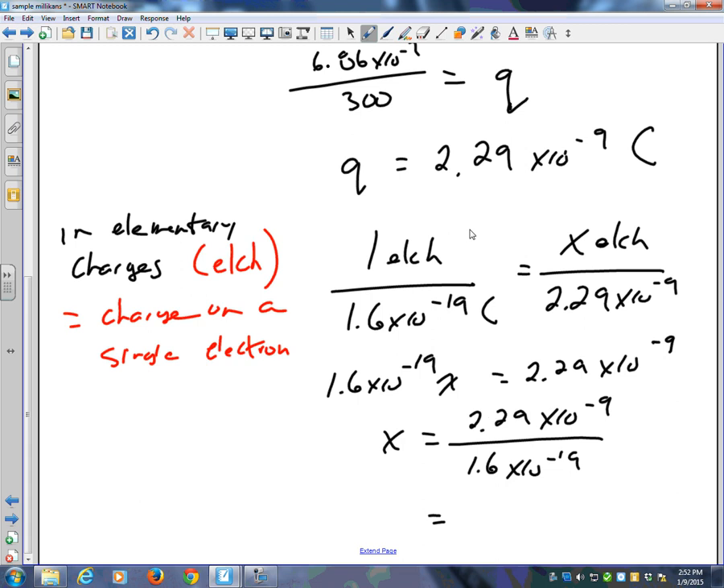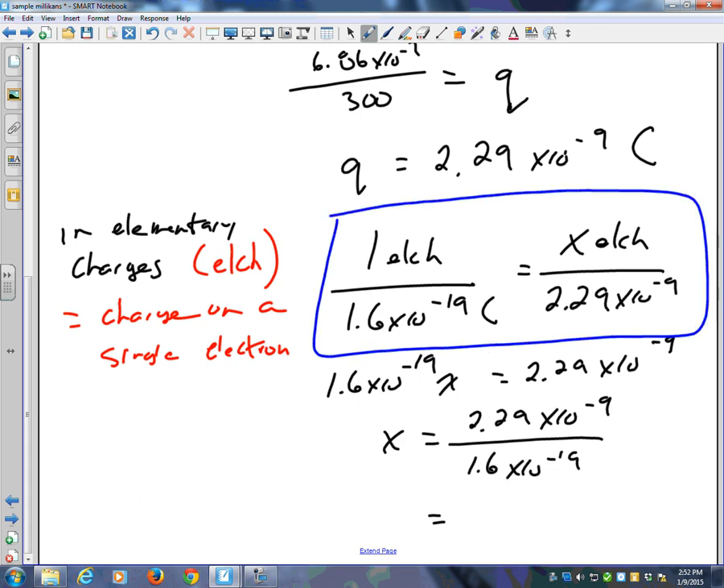The way to get around it is just write that out, and then you can't go wrong. One elementary charge is equal to 1.6 times 10 to the minus 19 coulombs. So X elementary charges, notice that I've got ELCHs and ELCHs on the top, and here I've got coulomb and coulomb on the bottom. You can't go wrong if you solve that by cross-multiplying. You'll never make a mistake, whether it's multiply or divide.